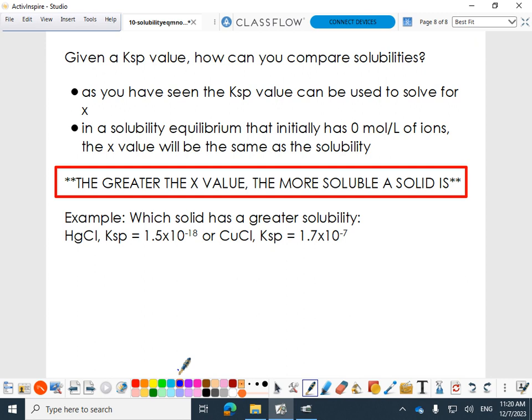So when you get a really simple question like this, if you built an ice table for either of these solids, you would have one cation and one anion. So to solve for x, all we would do is square root.